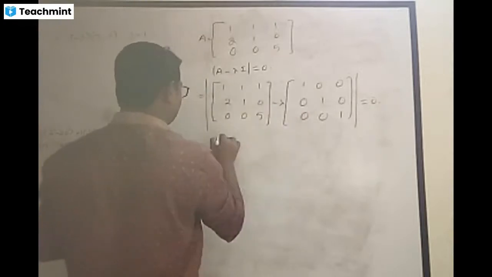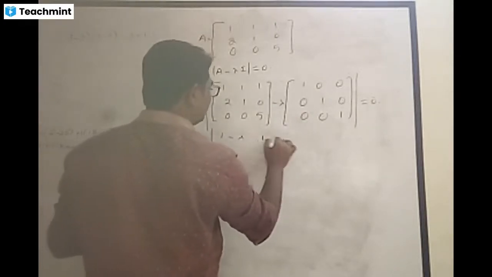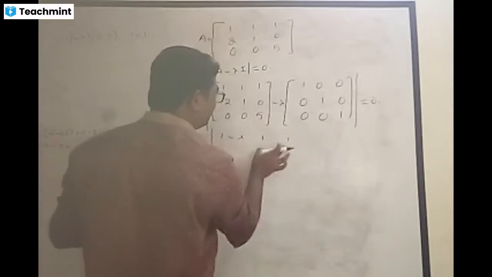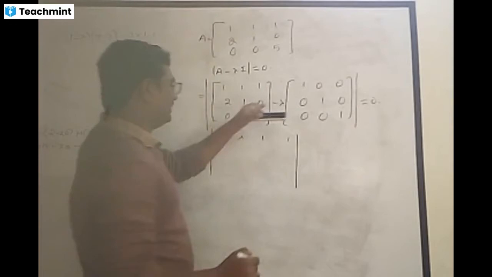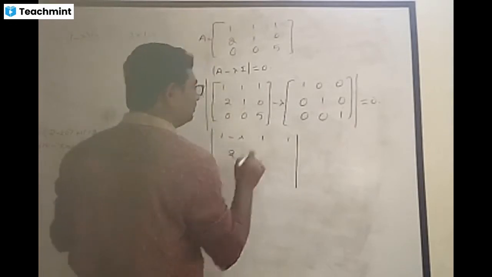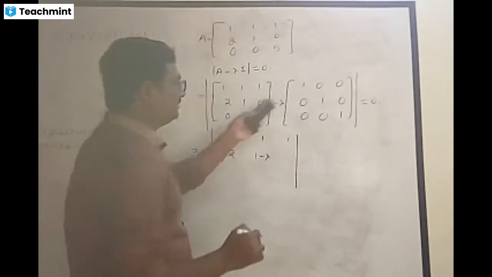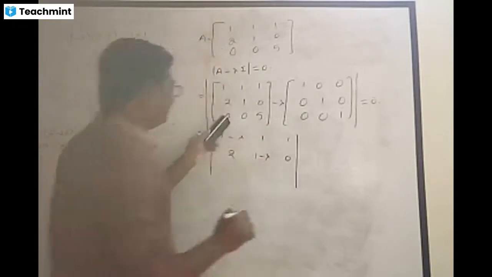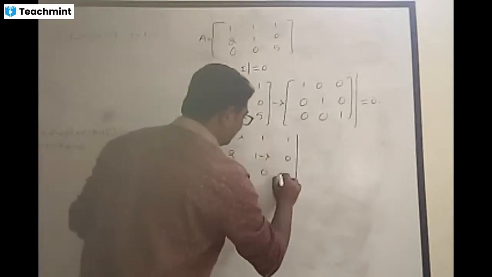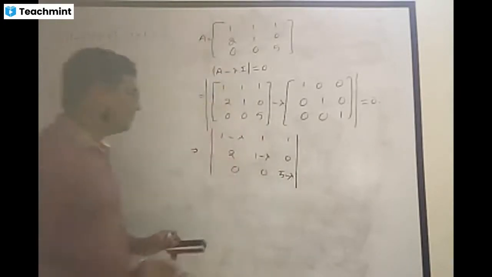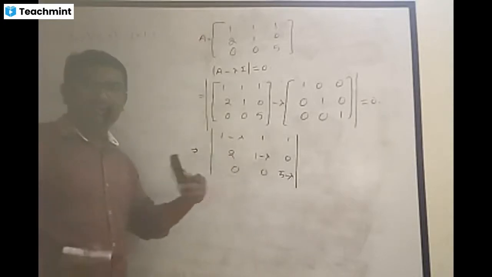1 minus lambda, 1, 1; 1 minus 0 is 1, 1 minus lambda; next 0 minus 0, 0 minus 0, 5 minus lambda. You know how to write that. You can use your method or my method.